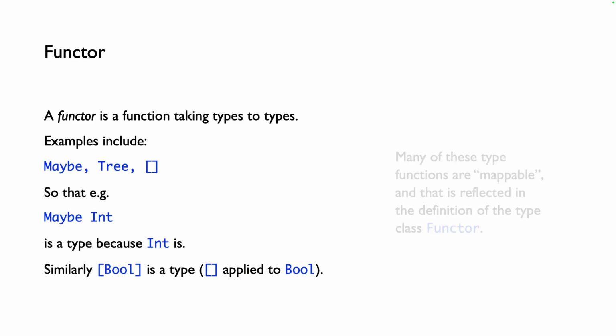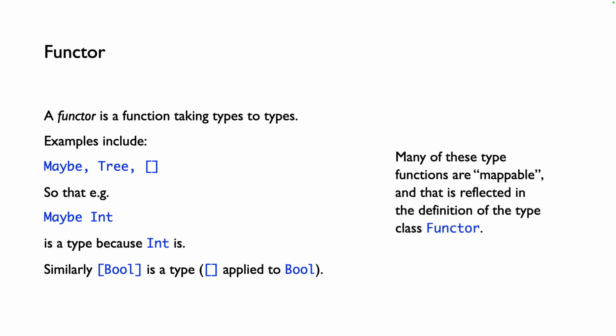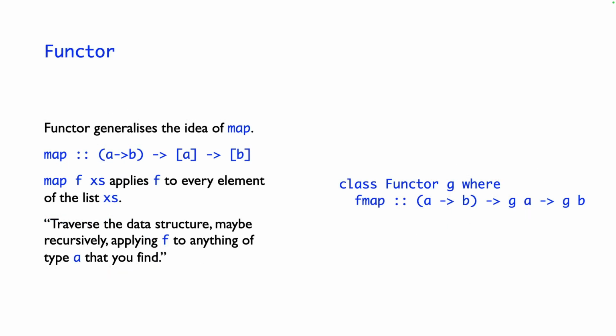And often, many of these type functions, these functors, are mappable, so that if we've produced something like a list of Bool, we can turn that list of Bool into a list of Int by taking a function that turns Bools to Ints and applying it to each element in the list. So let's reflect that in a type class definition.